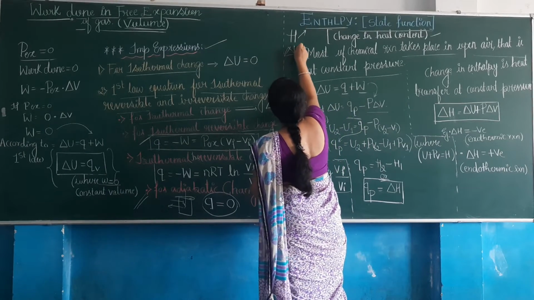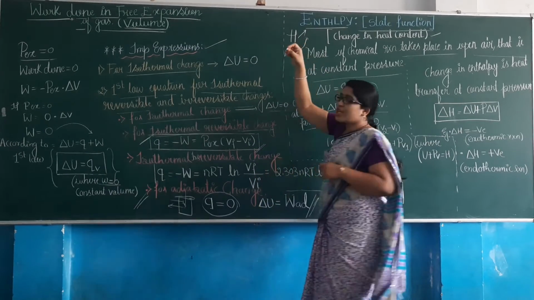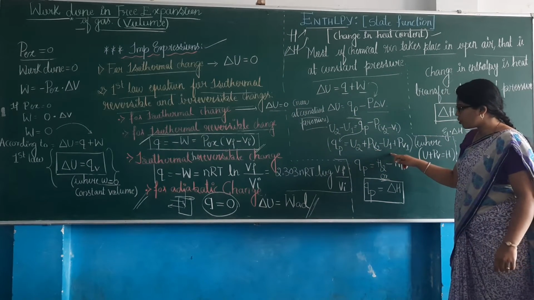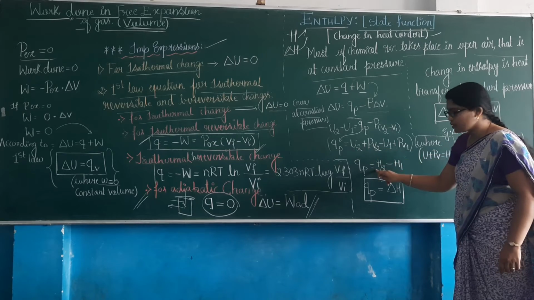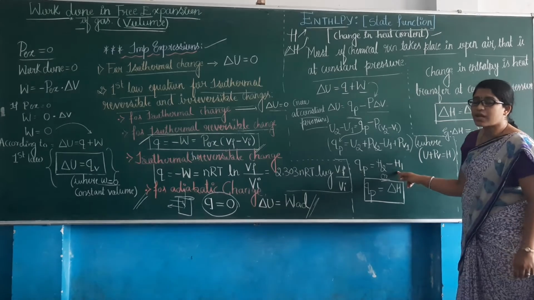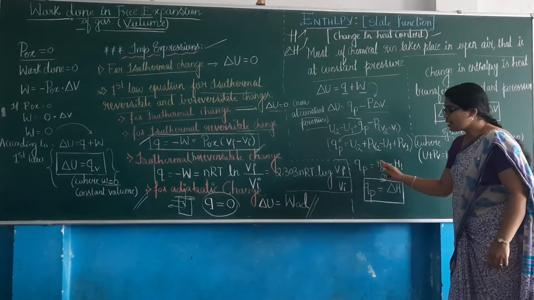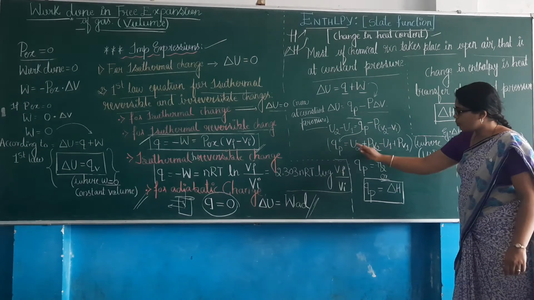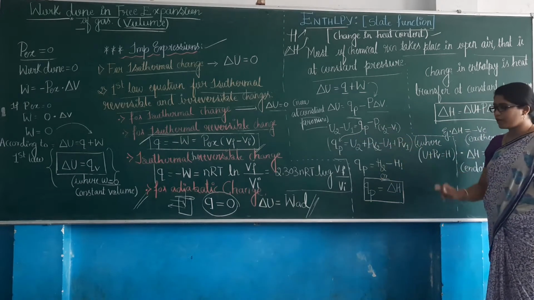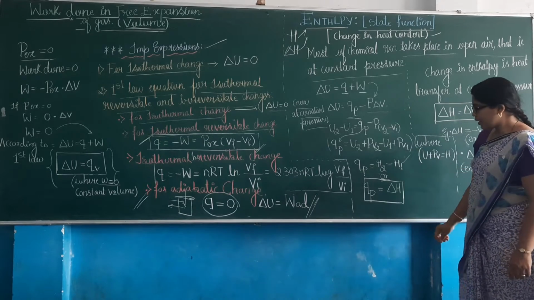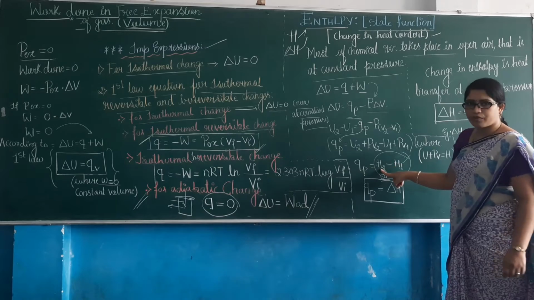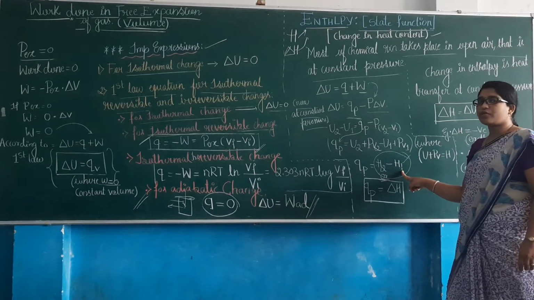Delta H, if you are writing, is nothing but change in enthalpy. So what we consider U2 plus PV2 we are considering as H2, minus U1 plus PV1, considered as H1. So these are considered as enthalpies. So finally I can write here, change in enthalpy is nothing but final value of enthalpy minus initial value of enthalpy.